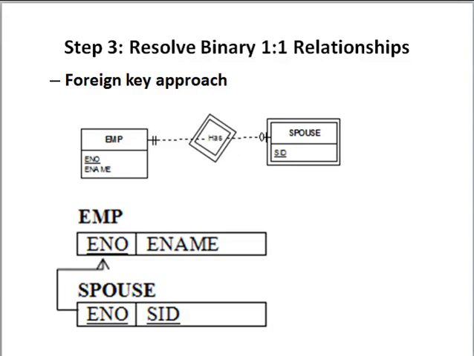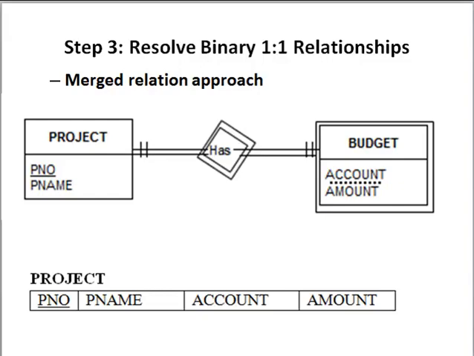So the spouse ID could be a primary key, or it could be what's known as a partial key. That just means that the spouse ID doesn't necessarily have to identify one spouse from another spouse associated with an employee, but in combination with the employee number, it will.